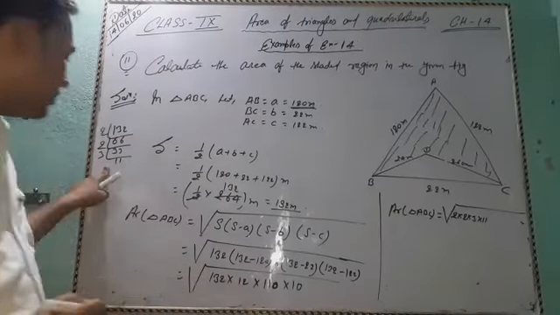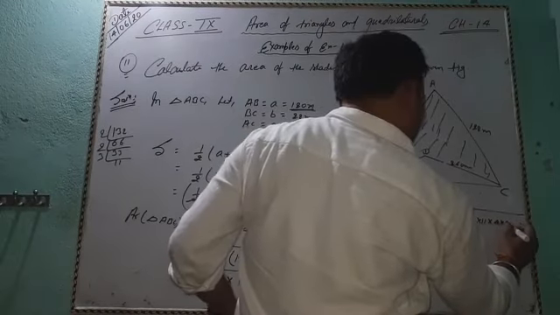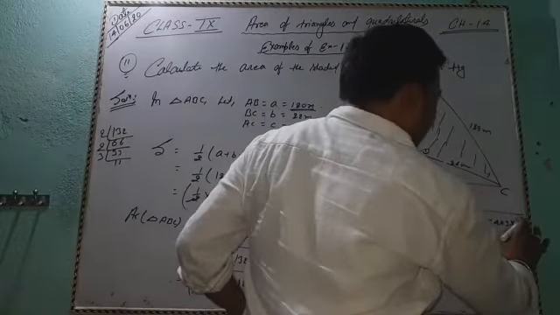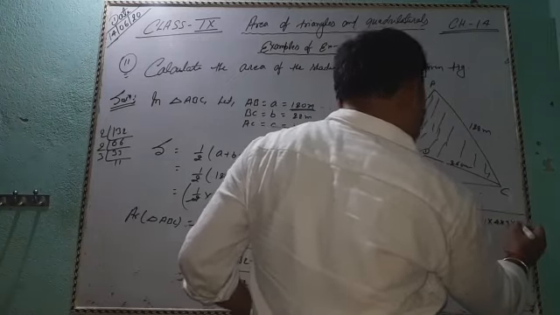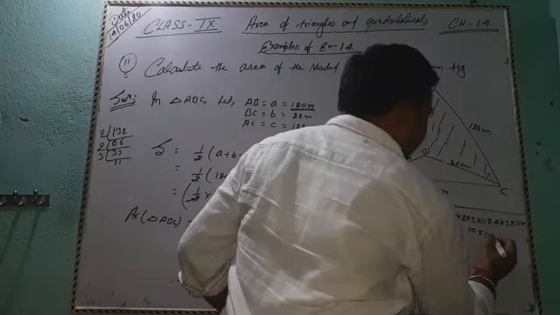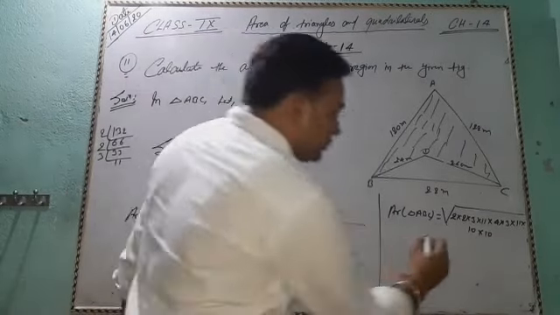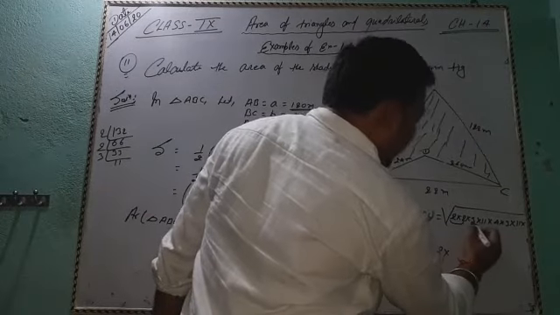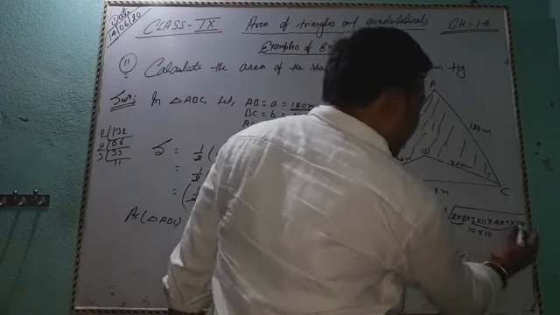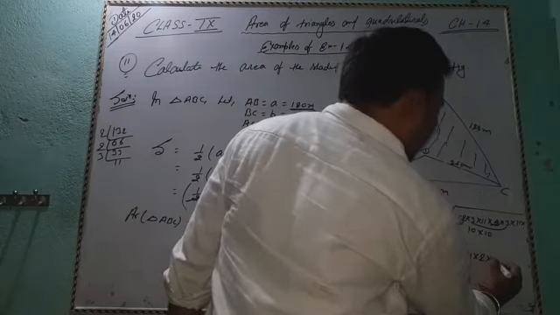Okay, and 12 is 4 multiply 3. Okay, and 110 is 11 multiply 10, and multiply 10. So for every pair, one comes out, students. 2 multiply 3 multiply 11 multiply, instead of 4, 2 multiply 10.